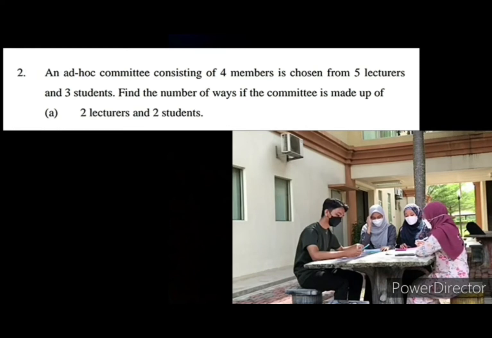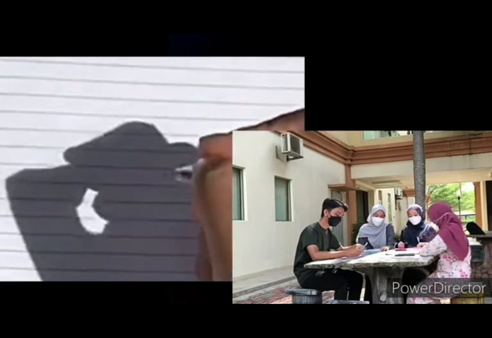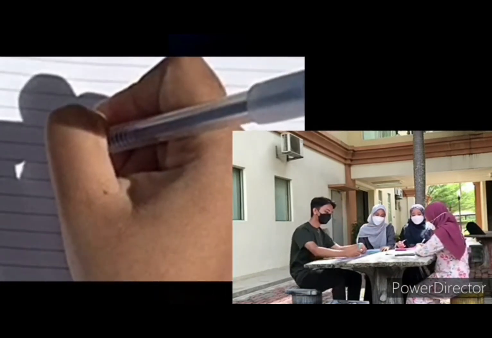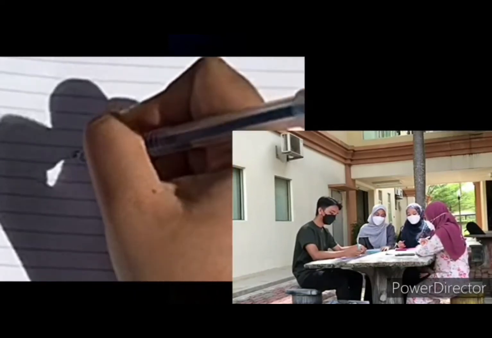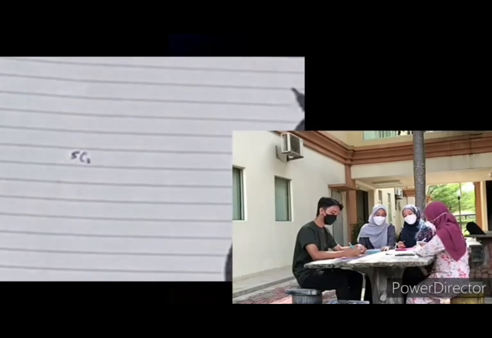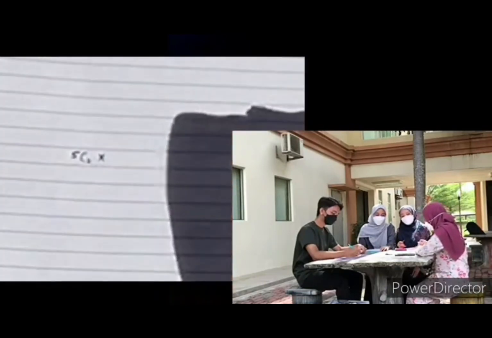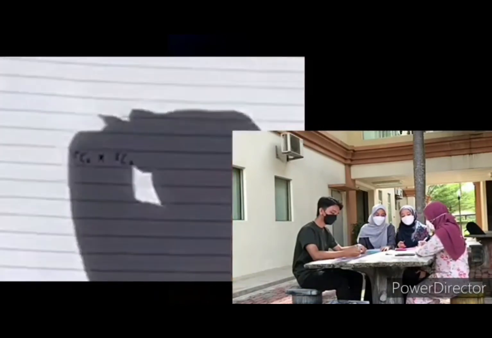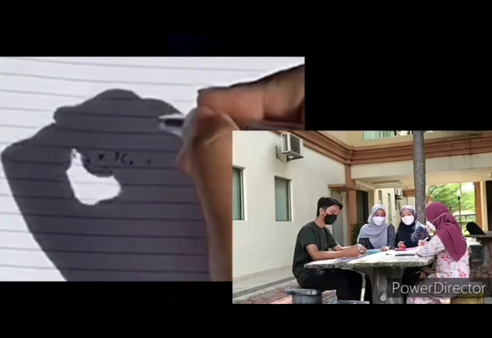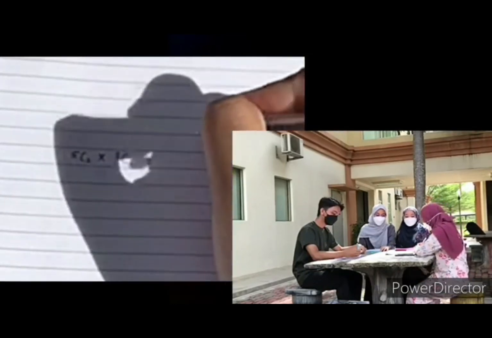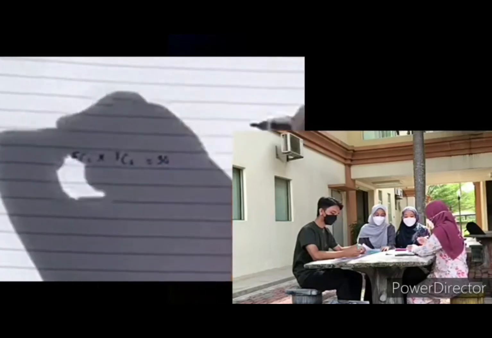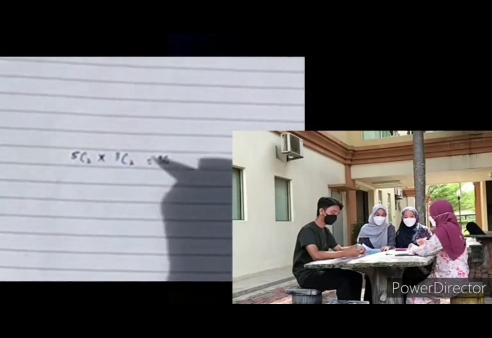So we proceed to the calculation, which means we write 5 choose 2. It means that we choose 2 from the 5 lecturers. We multiply it with 3 choose 2, which means we choose 2 students from the 3 students. So we are going to have 30 ways to choose the committee members.